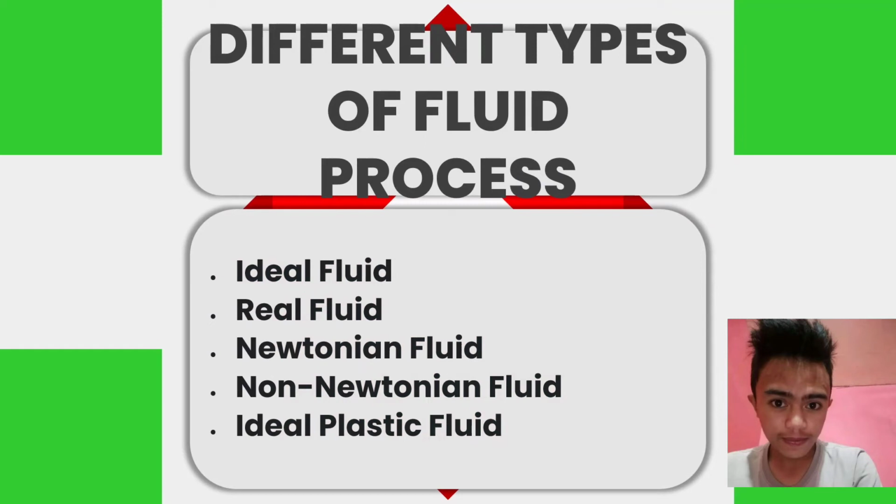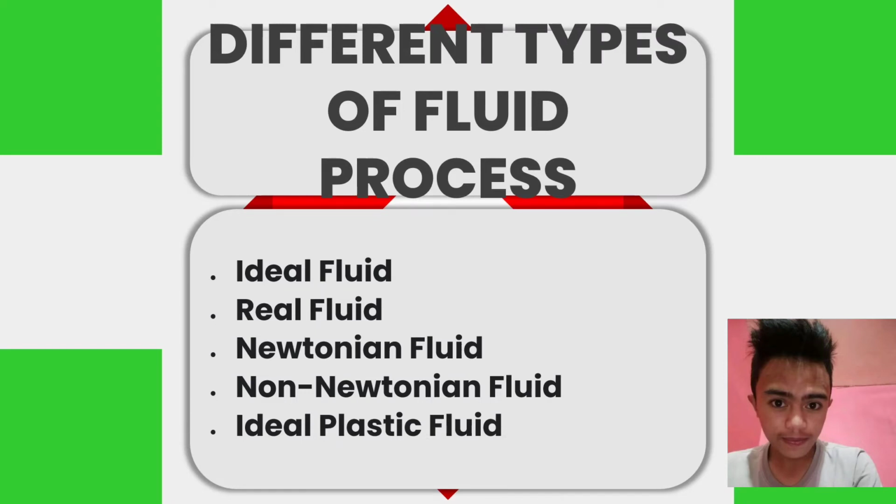What are the different types of fluid? First one is ideal fluid. An ideal fluid is a fluid which is incompressible in nature and has no viscosity. In practice, no fluid is an ideal fluid because all fluids have some viscosity. Thus, it is also called an imaginary fluid.